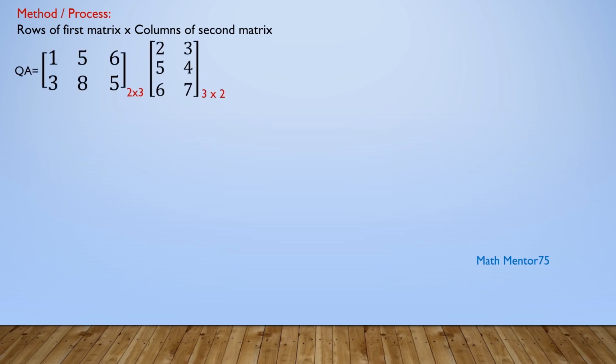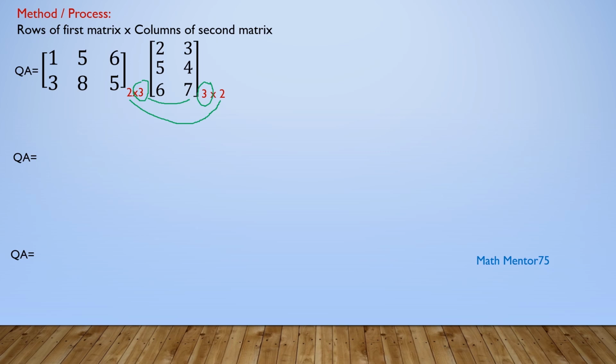Let's consider two matrices Q and A. Let's begin with the condition. How many columns do we have in the first matrix? 3. How many rows do we have in the second matrix? 3. So it means yes, multiplication is possible. And what would be the order of the final matrix? It would be 2 into 2. So now let's start. In this example, we are not going to do the whole detailed working. The detailed working would be in your mind.